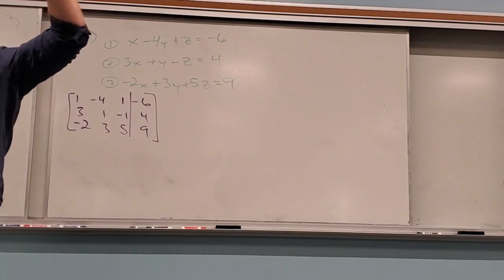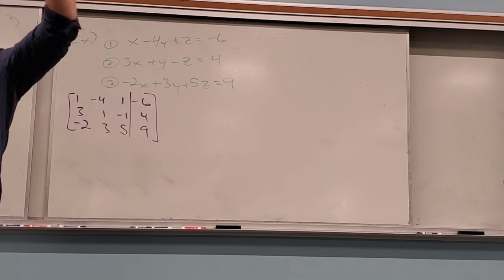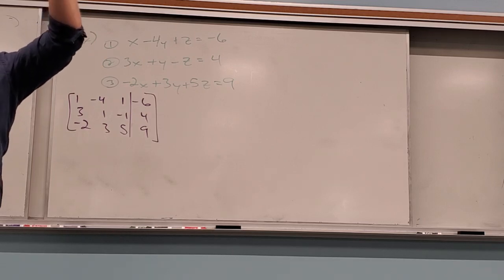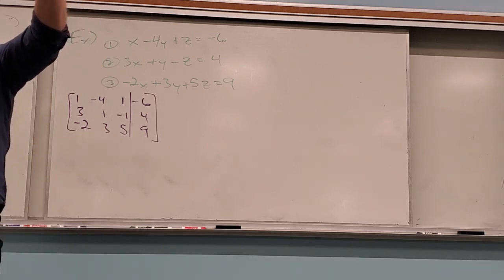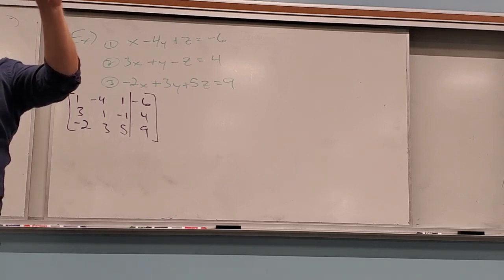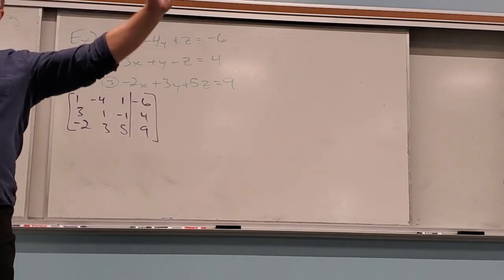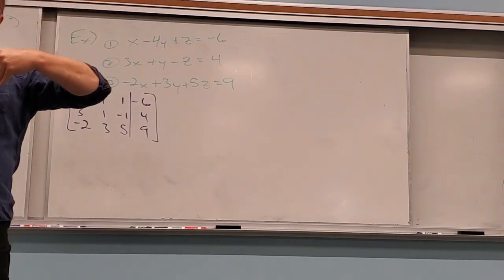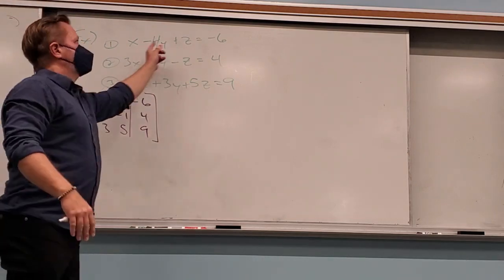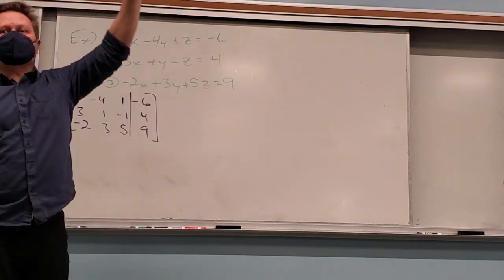We talked about this last time. If I want to do it by hand, not with a matrix, I would have to eliminate one letter three times, and then take those three equations and eliminate one letter twice. I mean, it would be crazy. And then what if I add three more variables? I'd have to add three more equations.